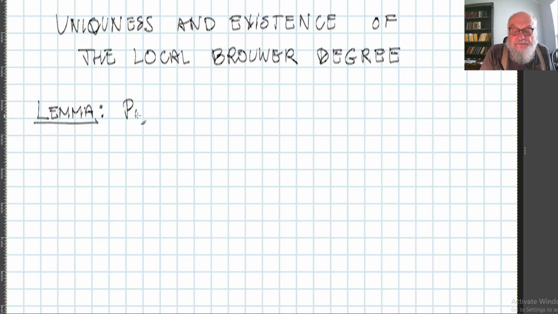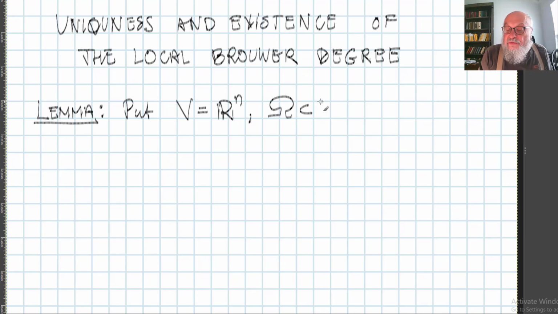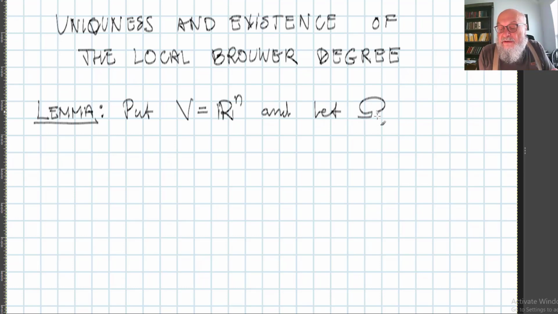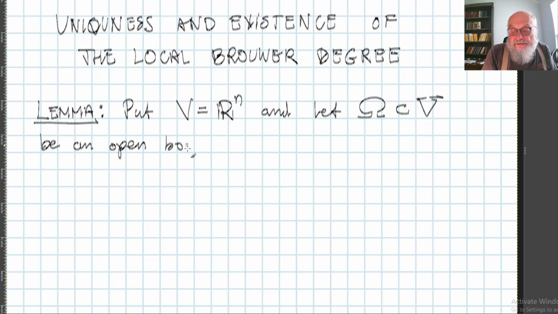So let's put V equal to R^n. Suppose omega is an open bounded set, so it is contained in V. Let omega contained in V be an open bounded set.